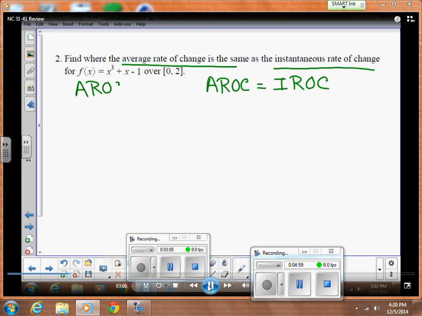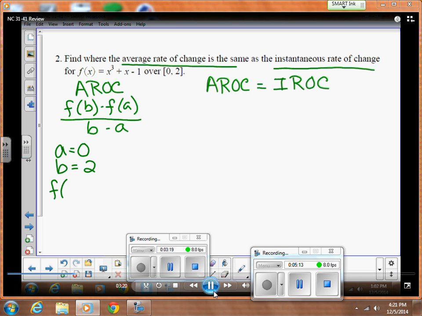AROC, remember, average rate of change is your slope formula: f of b minus f of a over b minus a. Now my b and my a are the closed interval that they're giving me. So I'm going to label a as my 0 and b as my 2. Those are the two x's that they're giving me.